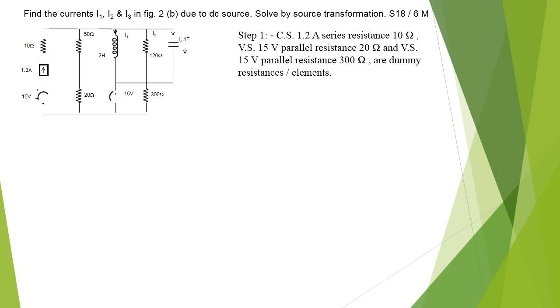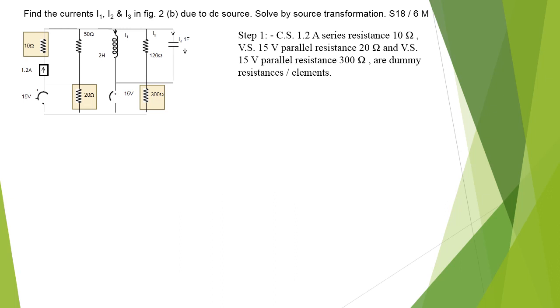Step number 1. We have a current source 1.2 ampere whose internal resistance is 10 ohms, but generally for a current source the internal resistance must be connected in parallel, but in this particular case it is connected in series. Then a voltage source always has an internal resistance connected in series, whereas in this particular case there are two voltage sources of 15 volt whose resistances are connected in parallel, 20 ohm and 300 ohm respectively. So as per rule, these three resistances are dummy elements, as they are not the internal resistance of the respective current source or voltage sources. So neglect those three resistances.